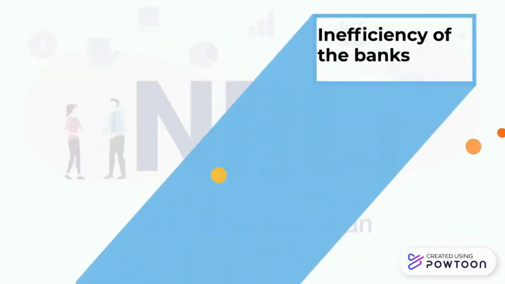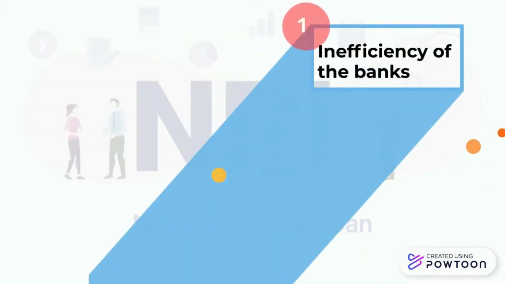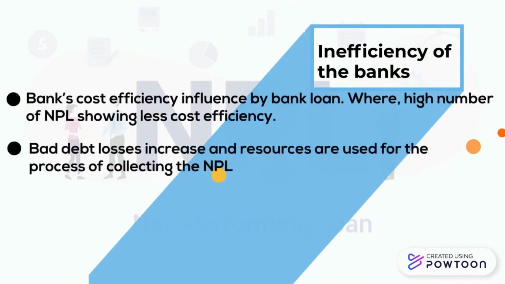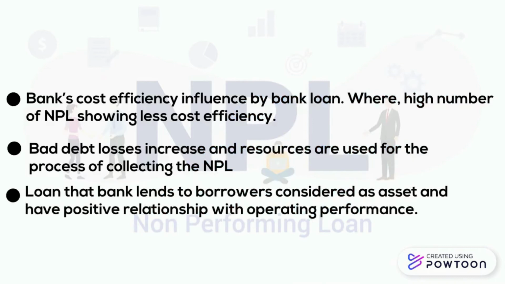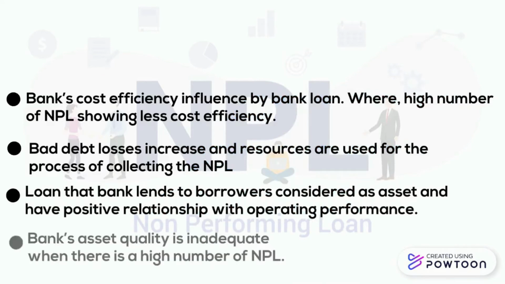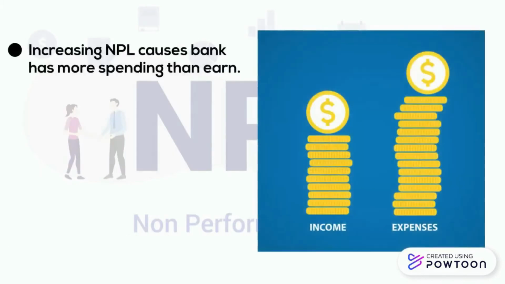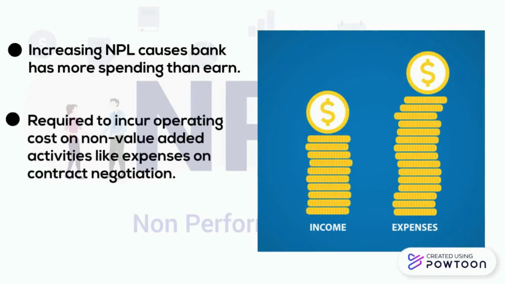Issue 1. Banking firm is inefficient when there is less cost efficiency due to a high number of NPL. Bad debt losses increase and most resources are being used for the process of collecting NPL. Loans that the bank lends to borrowers are the bank's assets. So, NPL causes inadequate quality of the bank's assets. Also, NPL causes the bank to increase operating costs on non-value-added activities to collect the NPL. Therefore, it shows that banks have less efficiency, which indicates more spending than earning.